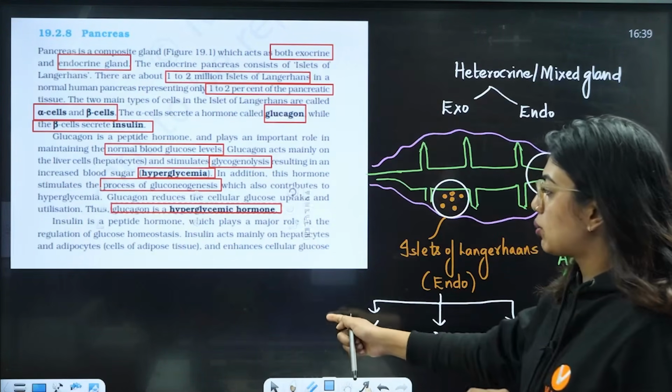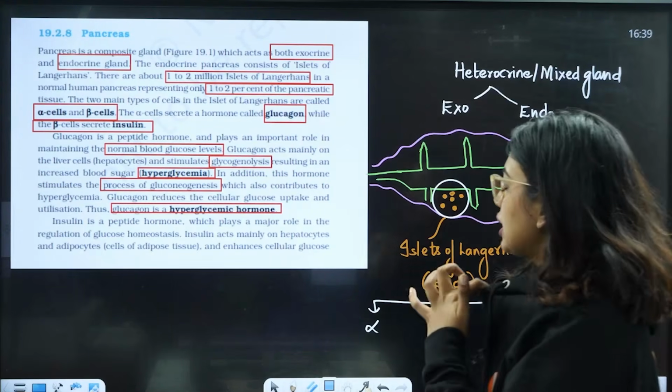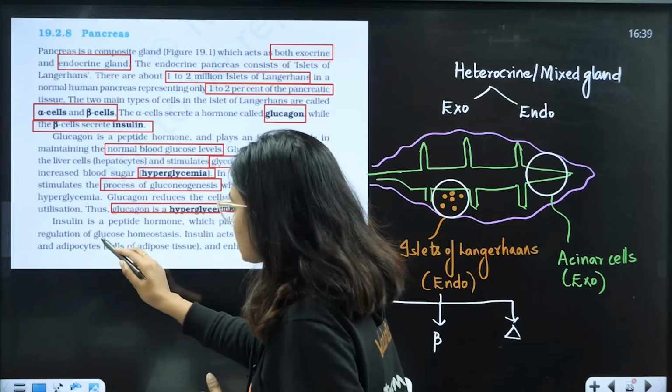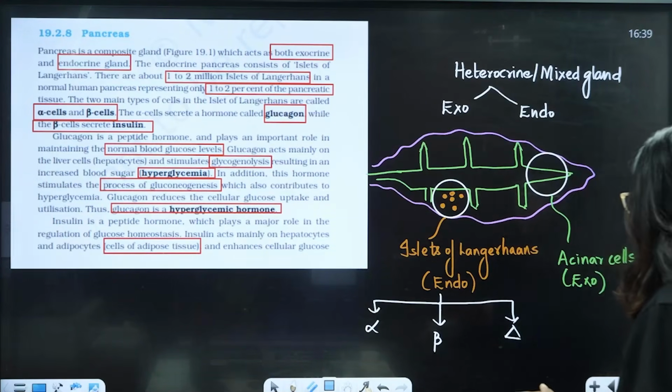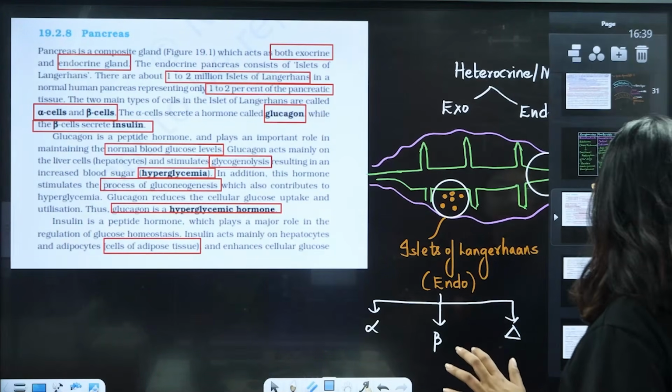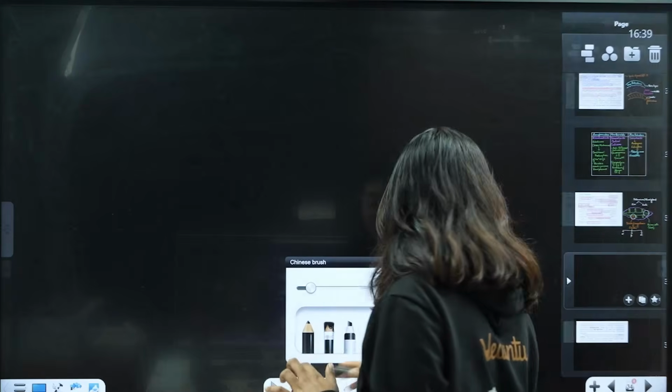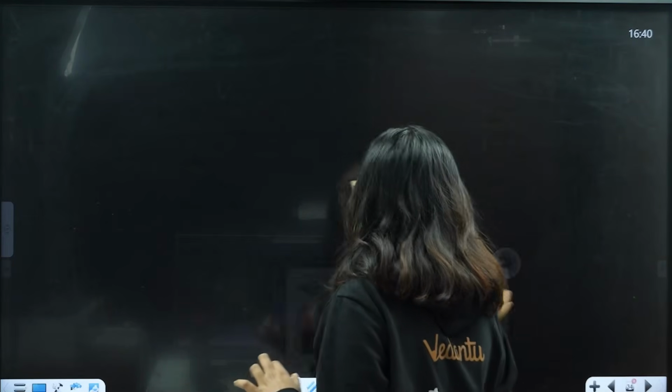Thus, glucagon is a hyperglycemic hormone. Insulin is a peptide hormone which plays a major role, and insulin acts on hepatocytes and adipocytes, cells of the adipose tissue. I have already taught you. Again, students, what will these people do? I'll tell you here basically. Just look here and try and understand.